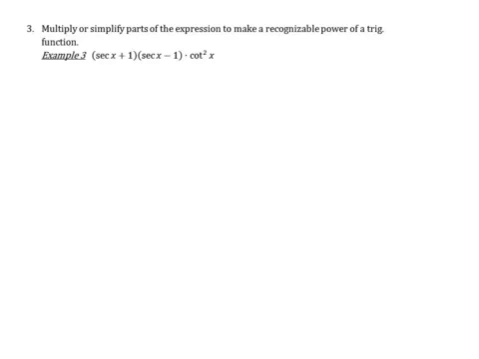So our third method is to go ahead and multiply or simplify parts of the expression to make it more recognizable. We might say, man, I wish this was 1 plus secant squared, because I think we have something that relates to that, or secant squared plus or minus 1. We'll see. So let's go ahead and simplify this. So I'm going to copy it down. First of all, we've got secant x plus 1 times the secant of x minus 1 times cotangent squared.